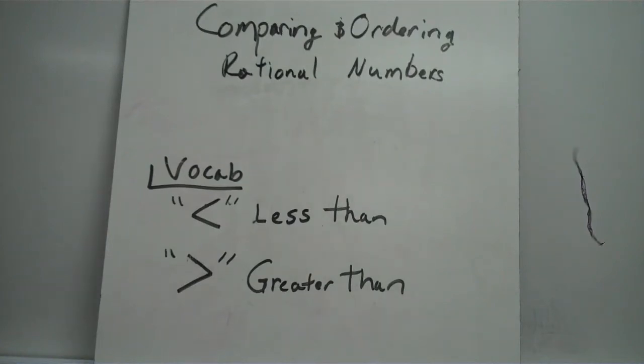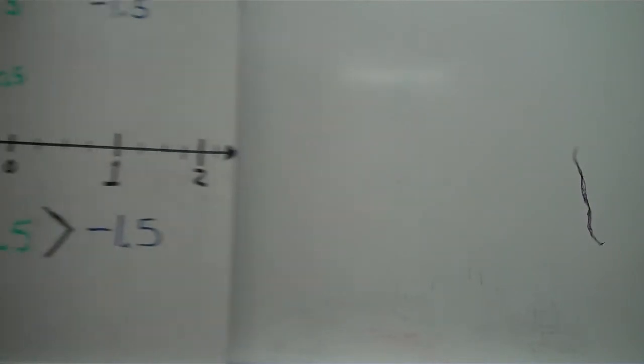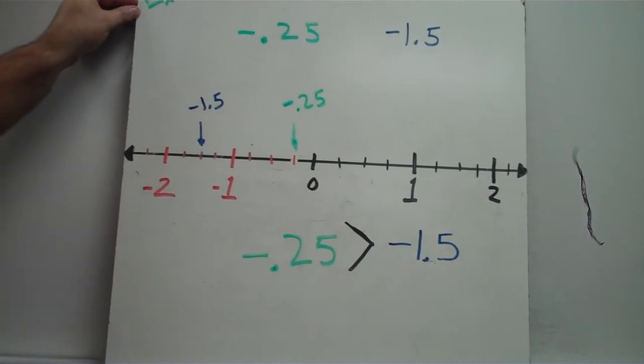Hey guys, today we're going to talk about ordering and comparing rational numbers. Vocab for this video: we need to know that this is the less than sign and this is the greater than sign. We've already compared and ordered integers. Now we're going to do the same with positive and negative fractions and decimals.